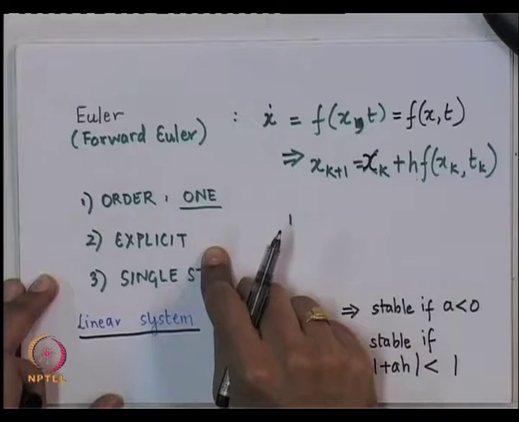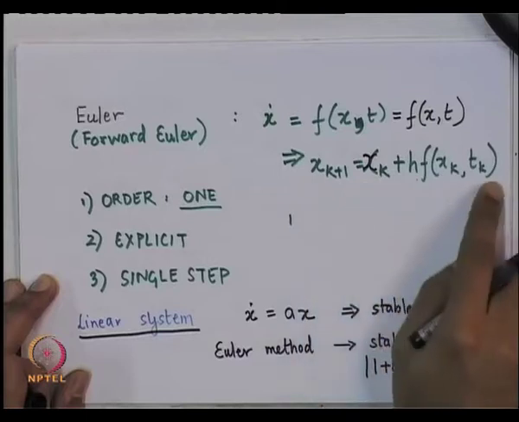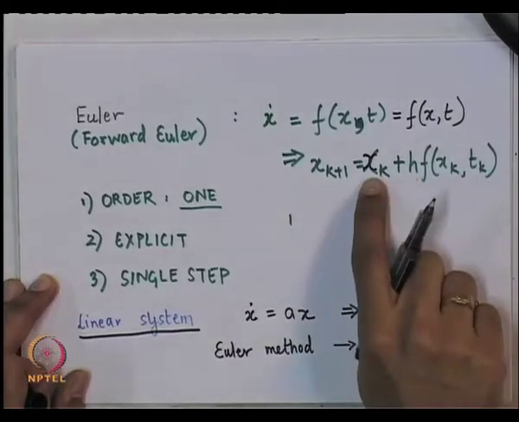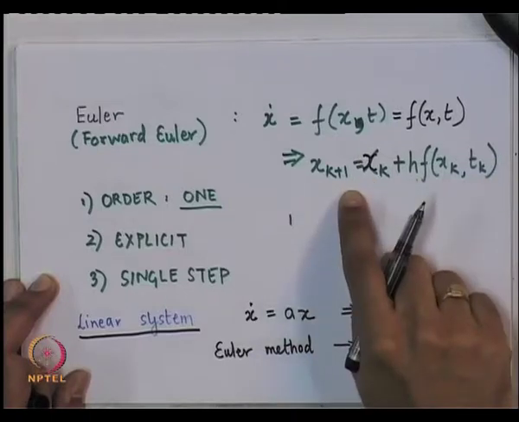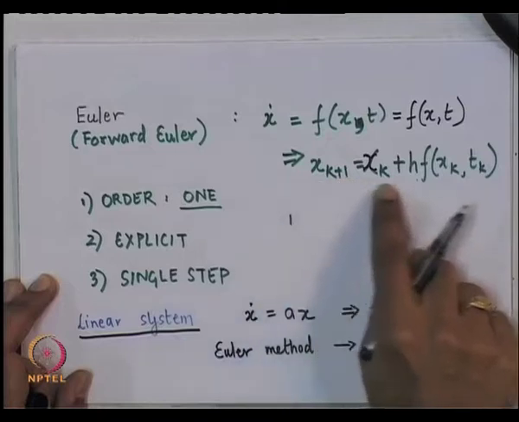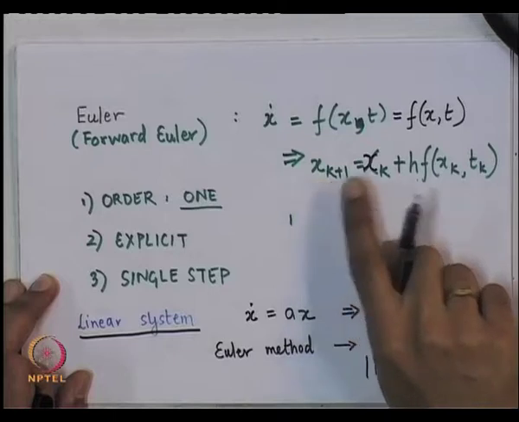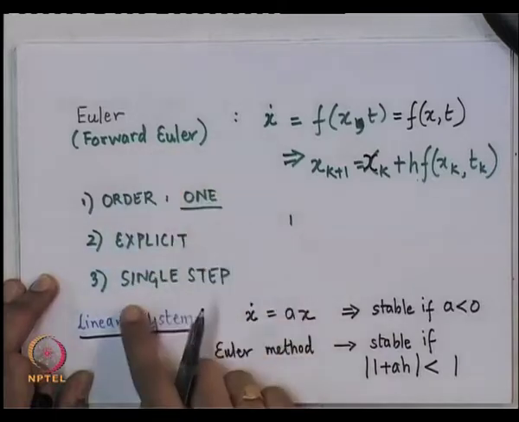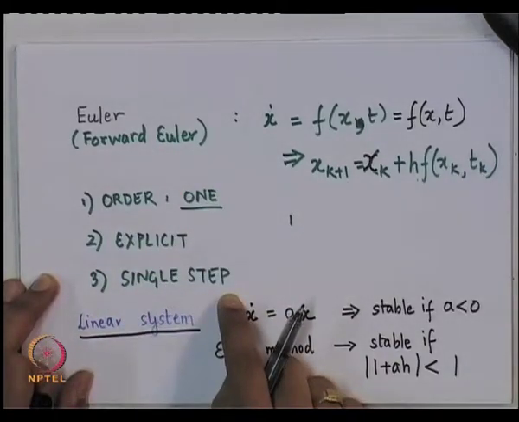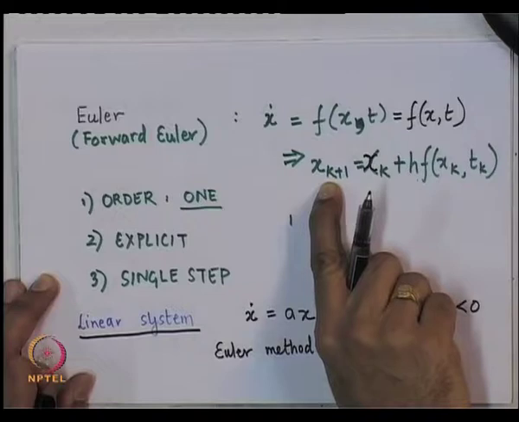It is also an explicit method, in the sense that to evaluate x k plus 1, you really do not have to solve any differential equations. If you know the previous value x k, in one shot you can get x k plus 1. So, you get essentially an explicit algebraic equation wherein x k plus 1 is written explicitly in terms of x k. Forward Euler is also a single step method. You just require the value at the previous time step in order to evaluate the value at the next time step.